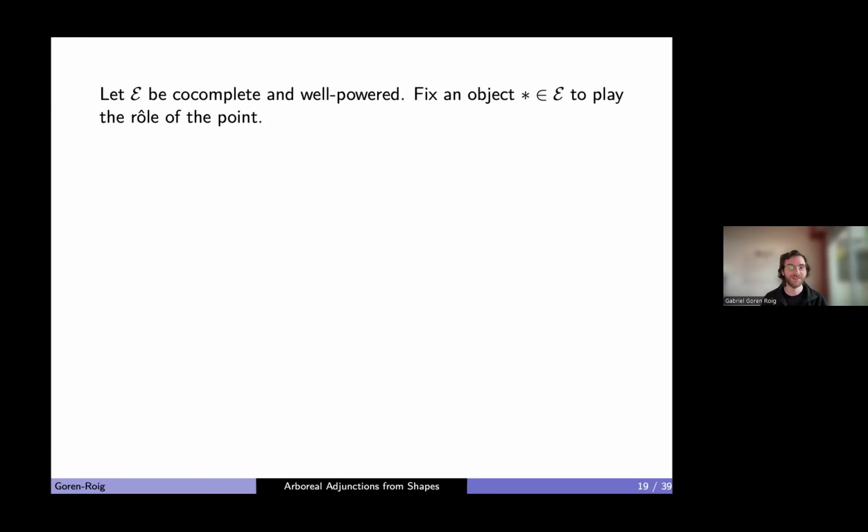Let's go. So now we are starting from an ambient category, E, and we require it to be co-complete. And we'll also fix an object, star, that will play the role of the point. So part of this can be said and done in this level of generality, which is a bit higher. Of course, then at some point I will go back to graphs, and then the star is just the singleton graph with no edges, as one would expect.